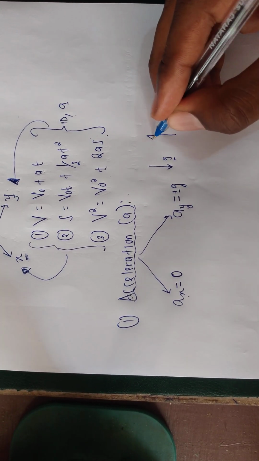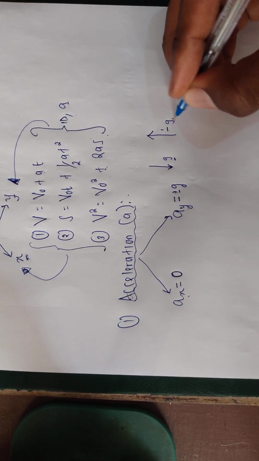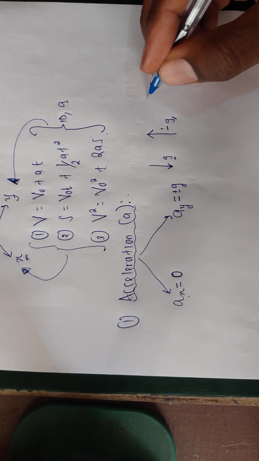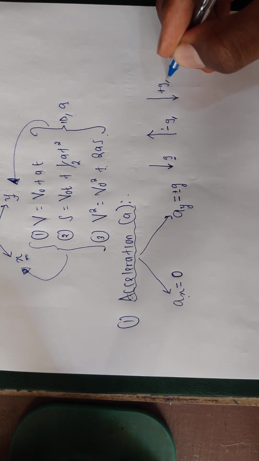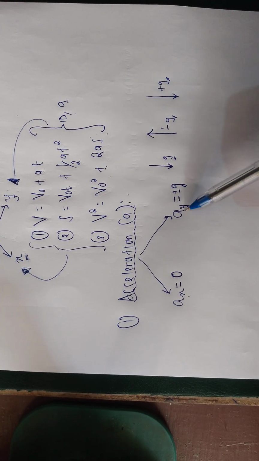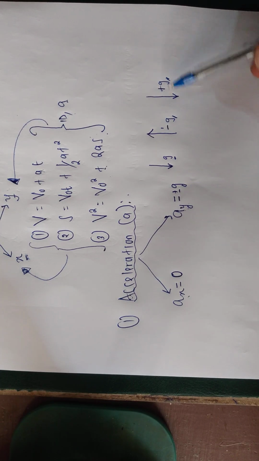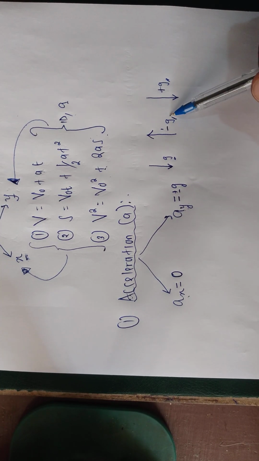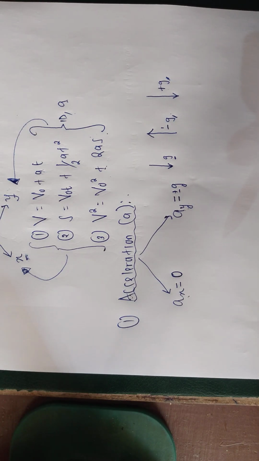When this object is moving up, it is opposing gravity, so the acceleration is going to be negative g. When the body is moving downwards, the acceleration is going to be positive g. That's why we're saying the acceleration in the y can either be positive or negative g. So you just choose one depending on the motion of the body, because we want this acceleration to be constant.